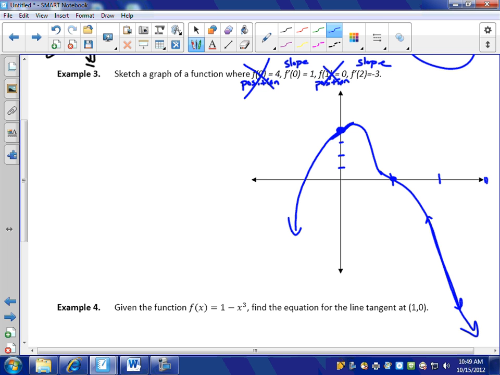Does somebody have one that they want to put up here that they think might be right but is different? Mark?